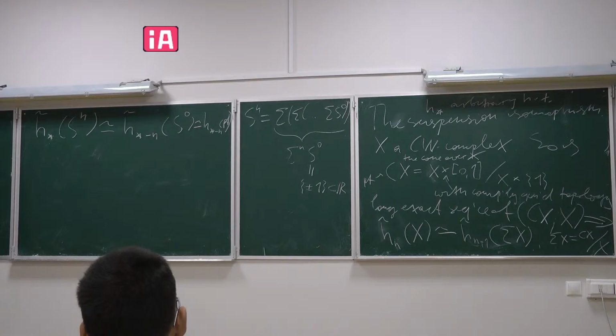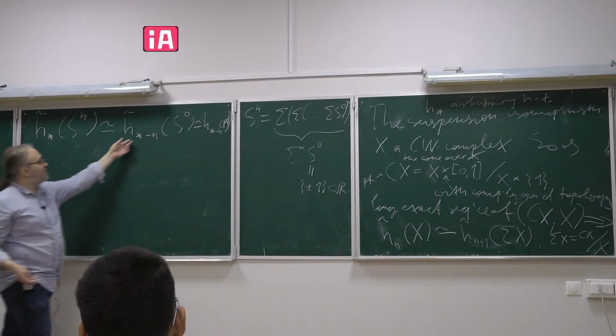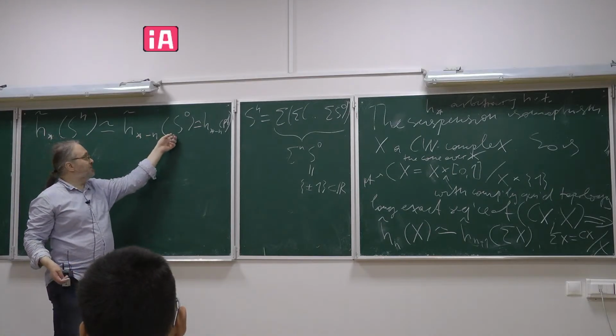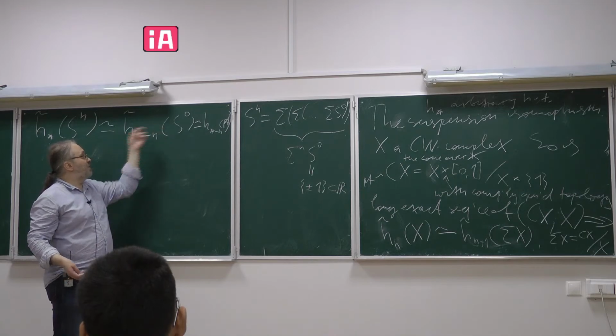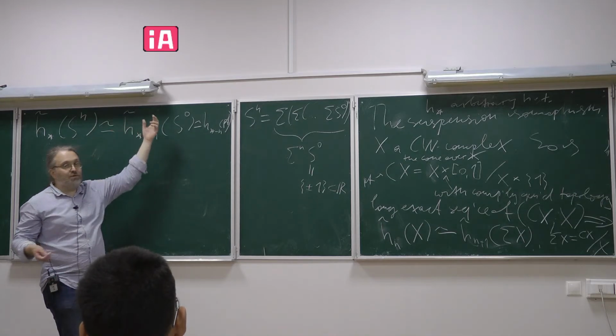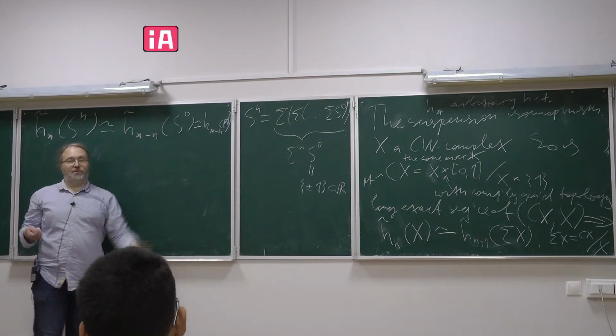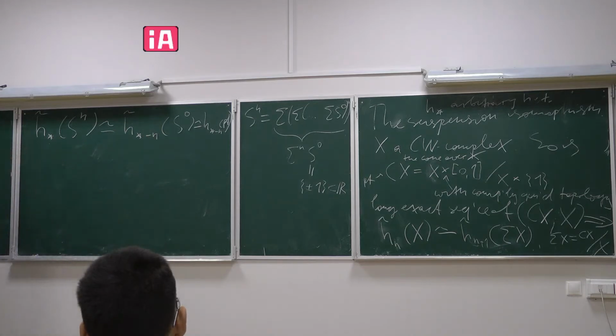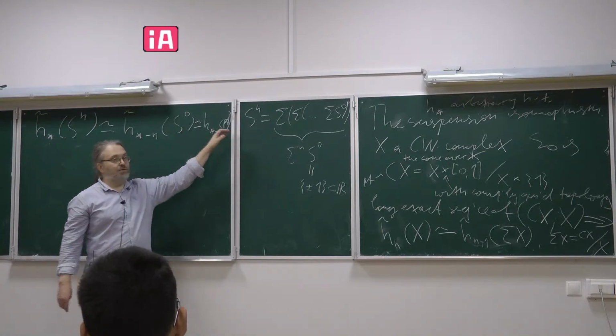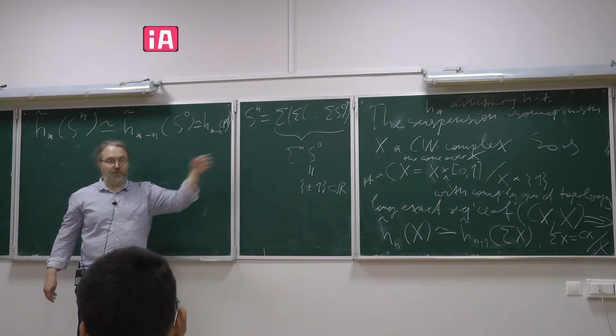The homology of Sn is basically the same as the homology of... the reduced homology of Sn is the same as the reduced homology of S naught up to shift, and this is the same as the non-reduced homology of a point.